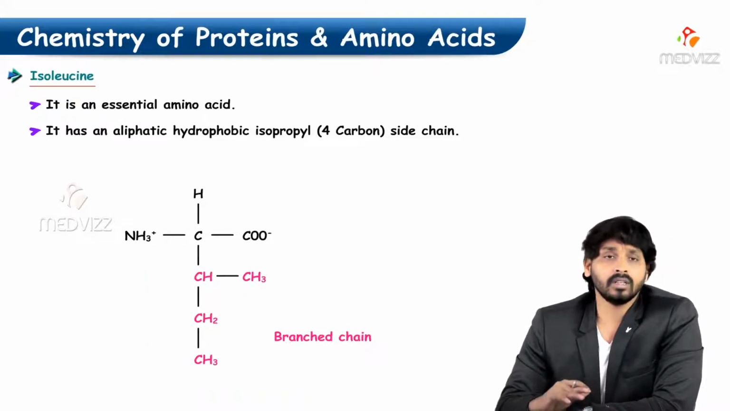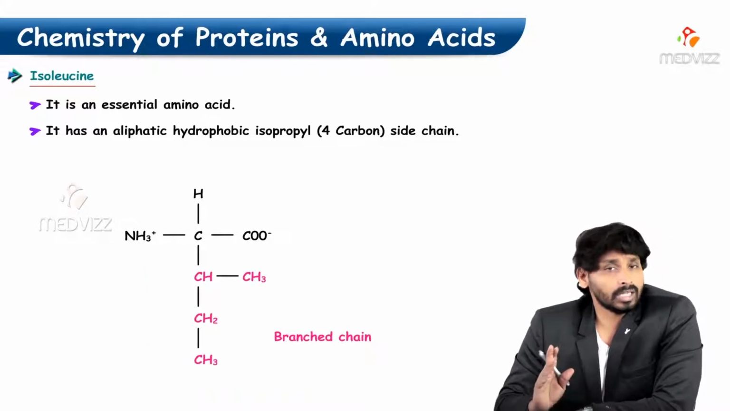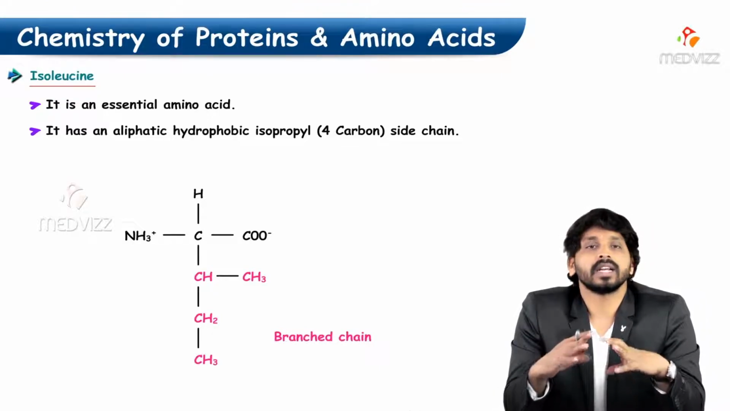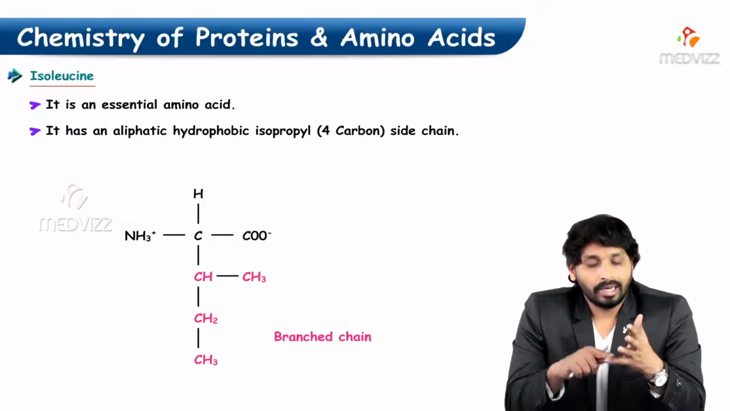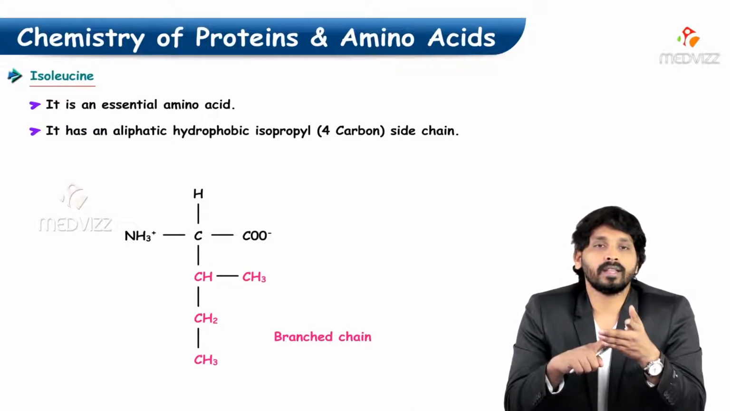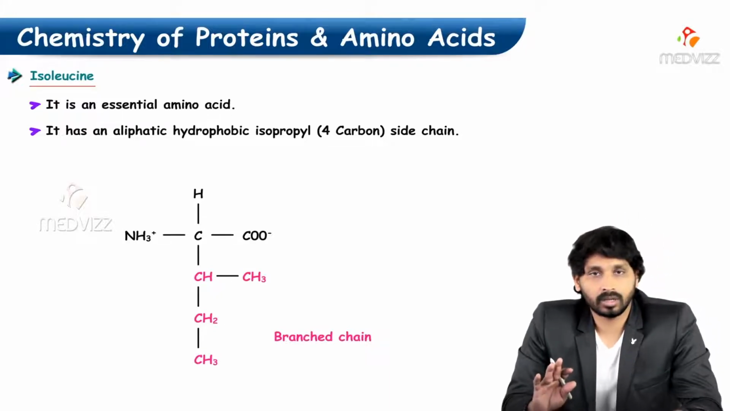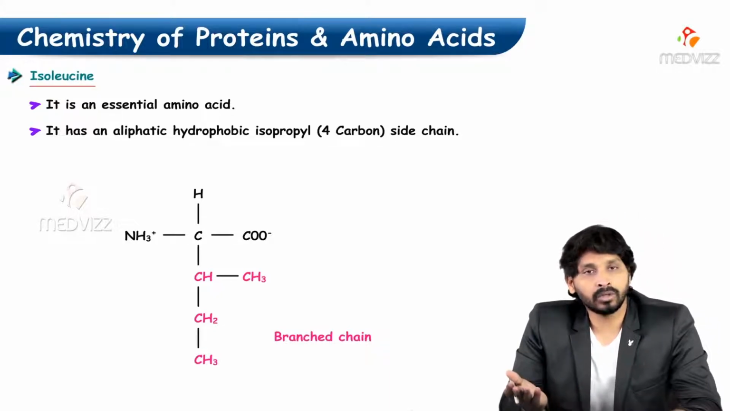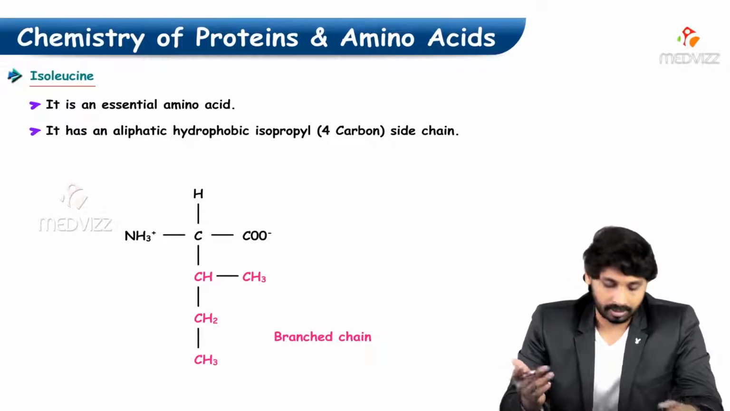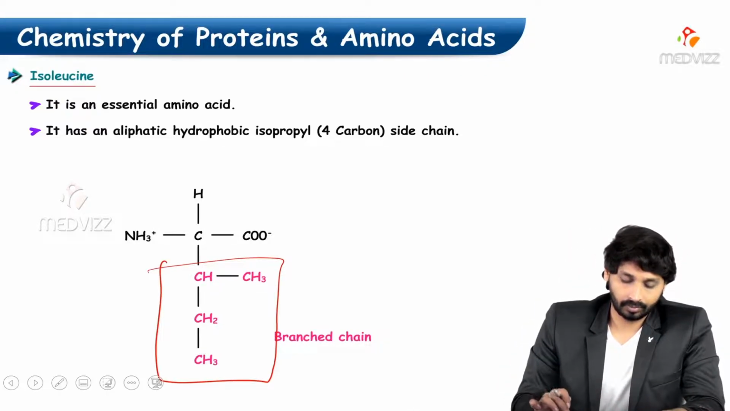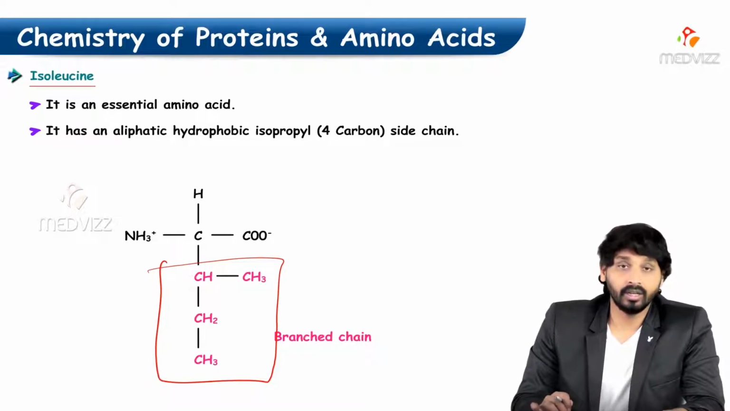Isoleucine is also essential. So remember, all the 3 branched chain amino acids are essential. That means valine, leucine, isoleucine cannot be produced in the body, but are supposed to be supplied in the diet. And like leucine, isoleucine is also carrying 4 carbons in the functional group.